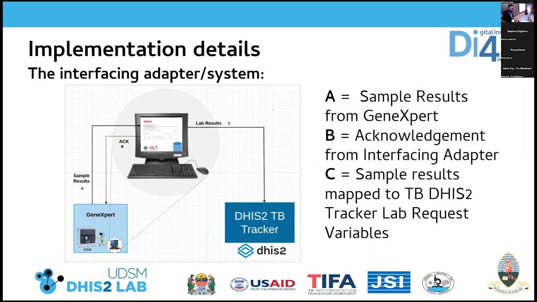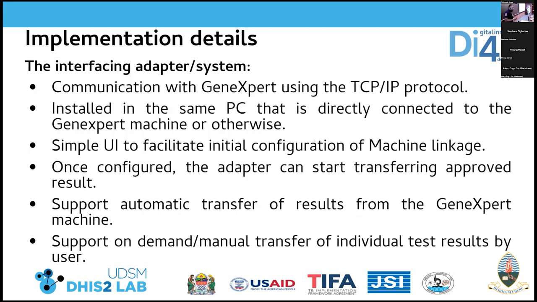So what we managed to do is come up with an interfacing adapter, or you may call it a system, that you can either install directly on the same machine that has the GeneXpert software installed, or install in the DHIS2 instance that has the case-based system, or it can also be an independent system that pulls these results from multiple GeneXpert machines and sends them to the central DHIS2 instance. After managing to do this, the next thing was to make sure they are linked with the particular case within the DHIS2 system.